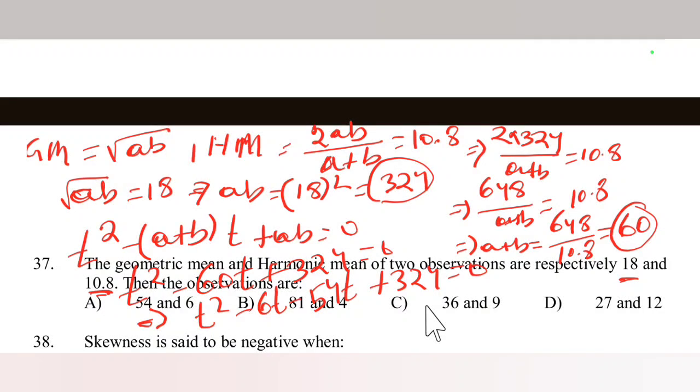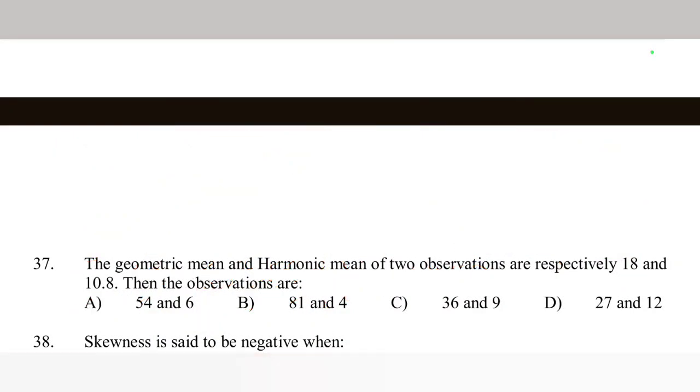So the first value is t is equal to 54 and the other value is 6. If we simplify this equation, we get the values 54 and 6. So the right option is 54 and 6. So 54 and 6 is in option number A. So A is right here.